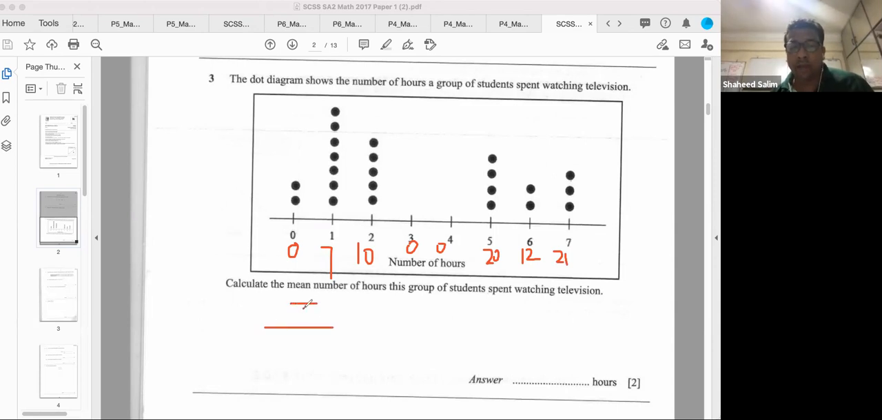The formula, Ryan: total divided by number of people to get the mean. Mean is average lah. Total number of hours, all this you must add. Divide by number of people. How many people are there? 2, 4. You count lah. How many people, and then we see whether you are correct. Okay.